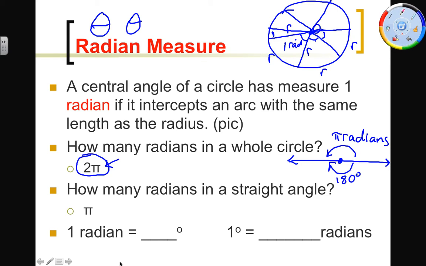So here's a little question for us. If I wanted to know what is 1 radian, 1 radian is not 1 degree. 1 degree is not 1 radian. We'll come back to this in a few minutes once we figure out how to do some conversions. And I want us to make sure we understand this particular statement.